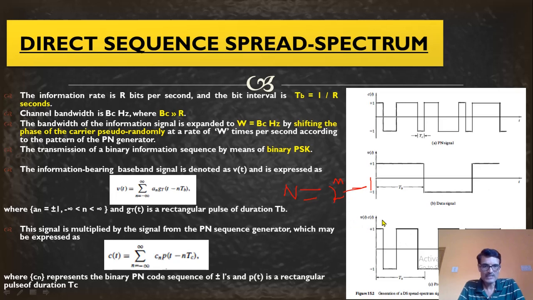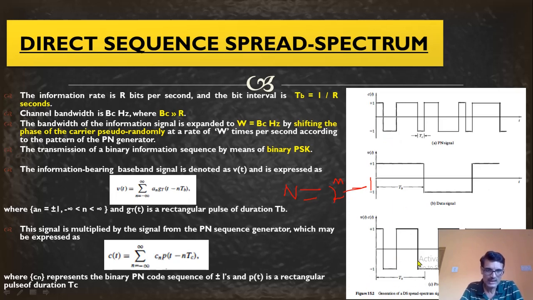So the bandwidth is expanded. Why the bandwidth is expanded? Because 1 by Tc is W. That is the bandwidth of this C of t. What is the bandwidth of this multiplied signal? The bandwidth of the multiplied signal is 1 by Tc. Right? The chip interval of this and this time duration actually matches.